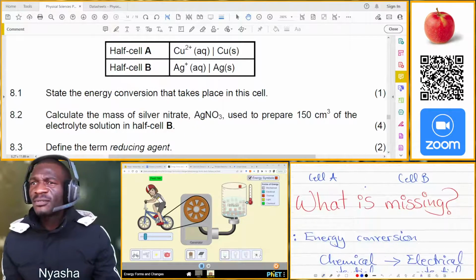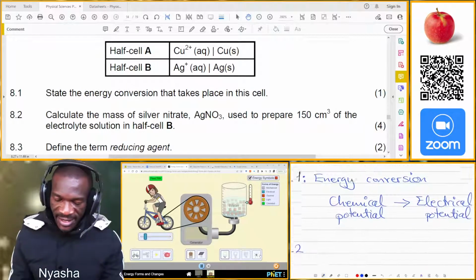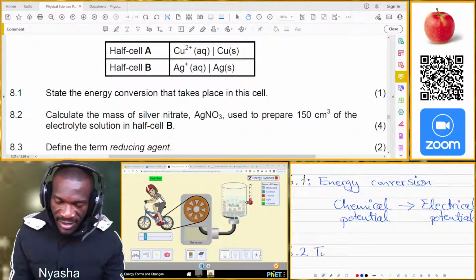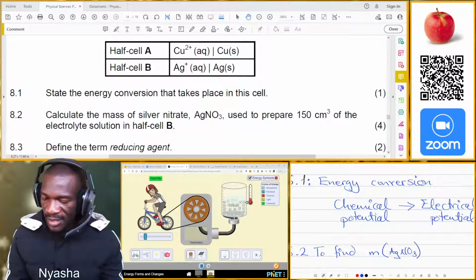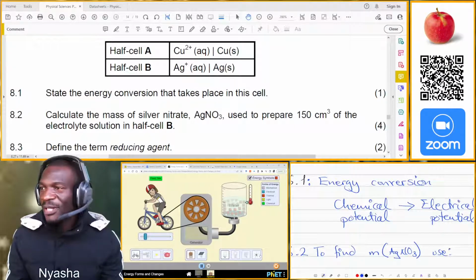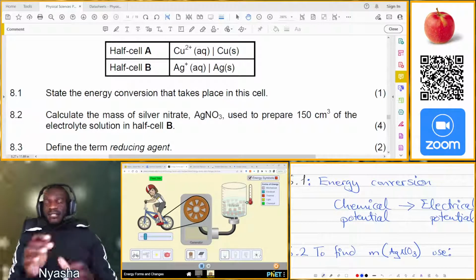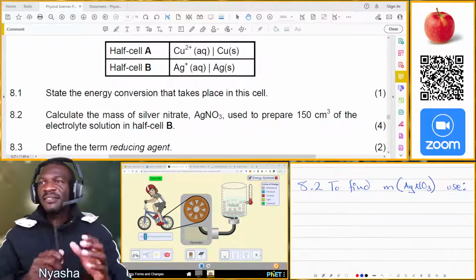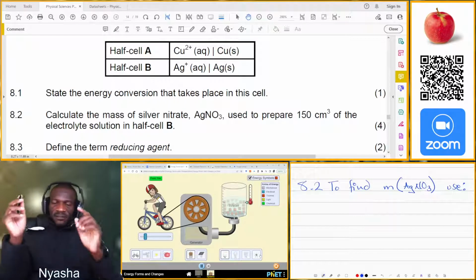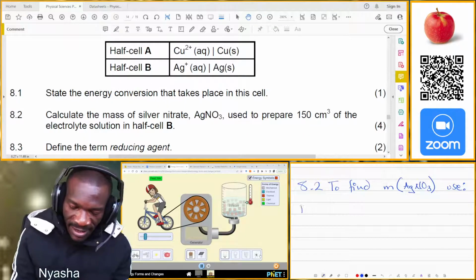So they want us to find the mass of the silver nitrate. So to find the mass of silver nitrate, AgNO3, what can you do? How can you find the mass of the silver nitrate? First of all, the data that have been supplied are the following.